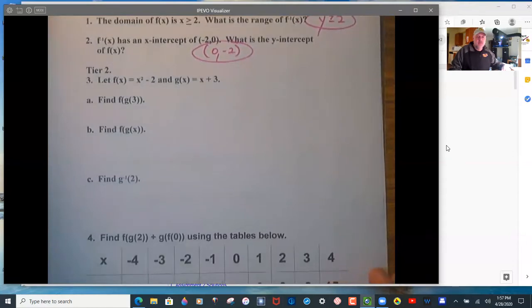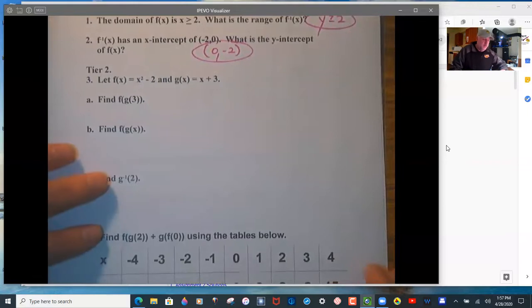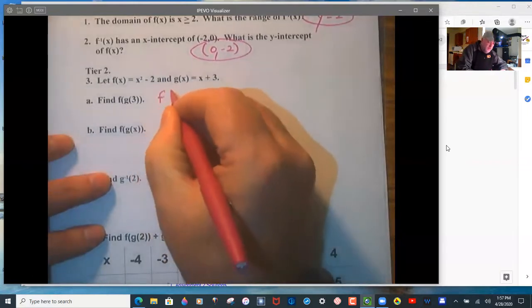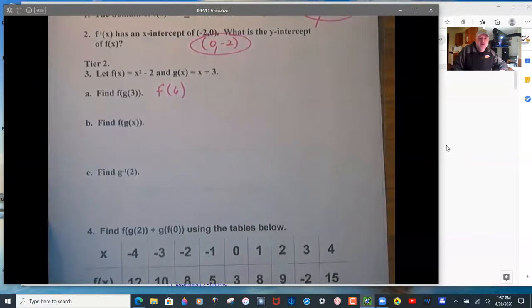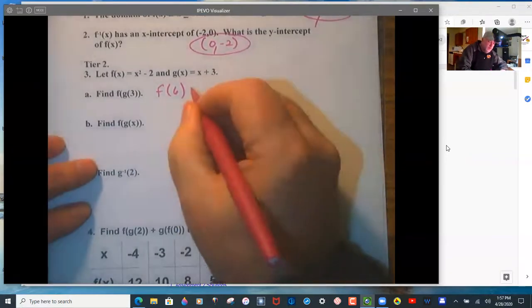Tier 2, find f of g of 3. So we need to compute g of 3 first. That would be 6. And then we need to do f of 6. So that's going to be 6 squared, 36, minus 2, 34.